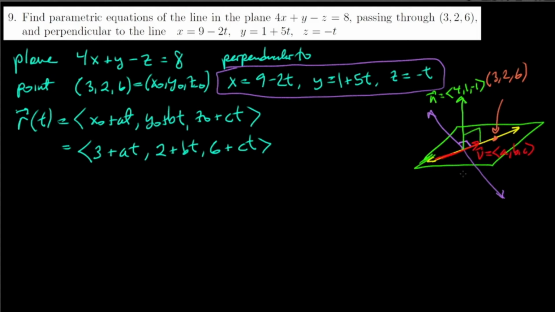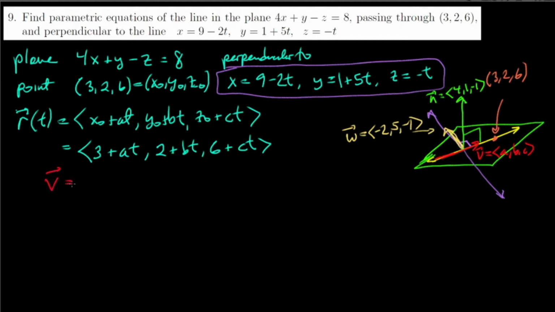Can I draw that, right? And it's also orthogonal to this purple line. And what can we say about the purple line? The purple line clearly has some sort of a vector in that direction, right? -2, 5, -1. So I'm running out of letters. We'll call it w, right? -2, 5, -1. So I'm looking for a red vector that's orthogonal to both n and w.